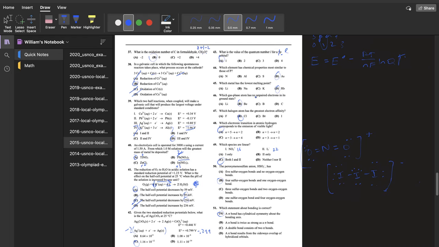45, which has the lowest melting point. Generally, I think for metals of the same group, if you go down the group, you have lower melting points. So you would choose rubidium because it's lowest in group 1.